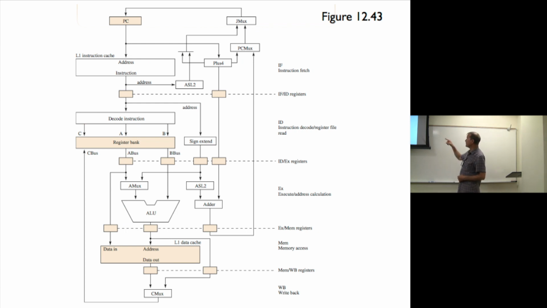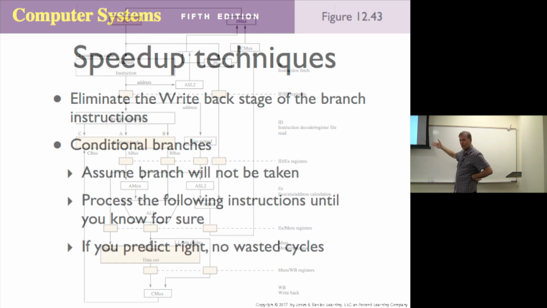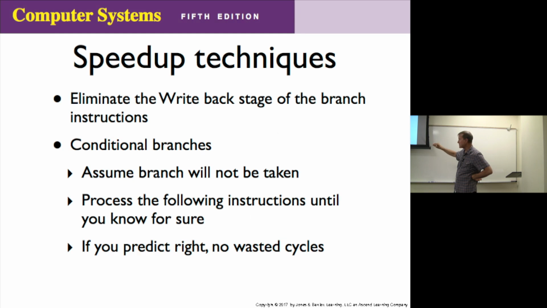So let's go back to figure 12.43 and see how that works. You see, a branch instruction does not change the register bank. So consequently, the write-back stage is not necessary. And so with those instructions, you can have some circuitry that says, okay, we can just skip the write-back stage. And then that decreases your delay from 4 slots to just 3. Another way to increase the performance is to consider what happens with a conditional branch.